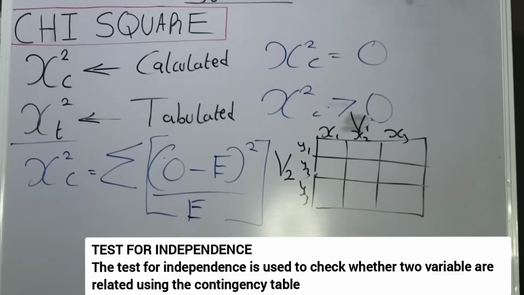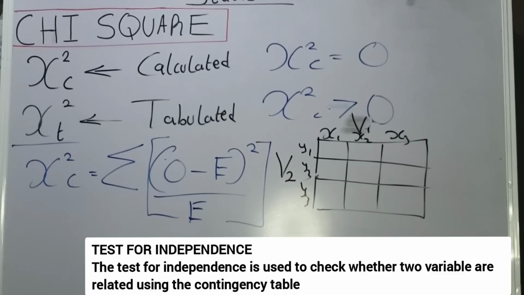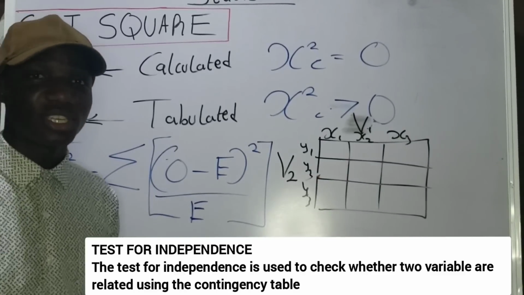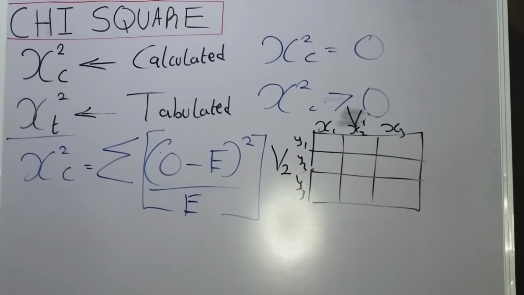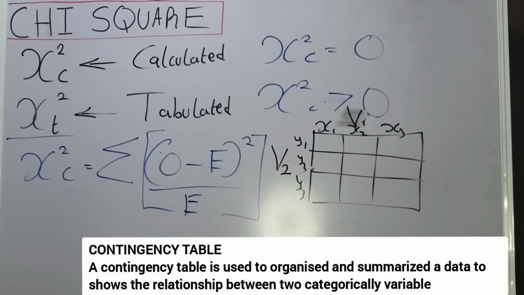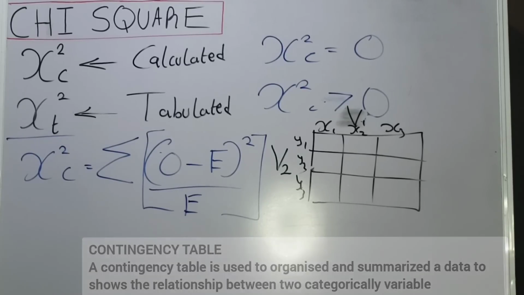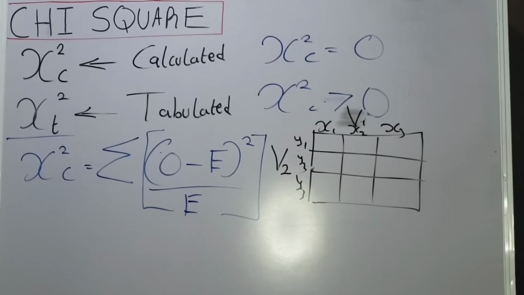Let me quickly explain what is meant by a contingency table. Don't forget that this is a typical representation of a contingency table. All these cells will contain some values. A contingency table is a table used to organize and summarize data to show the relationship between two categorical variables. A contingency table is characterized by rows and columns.